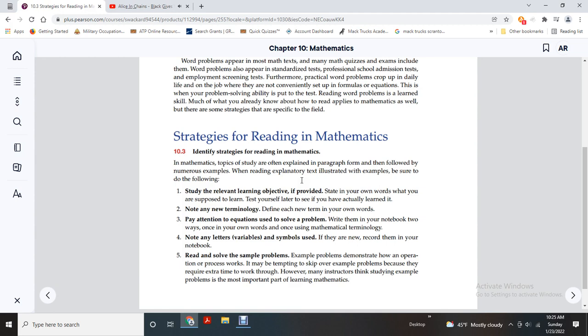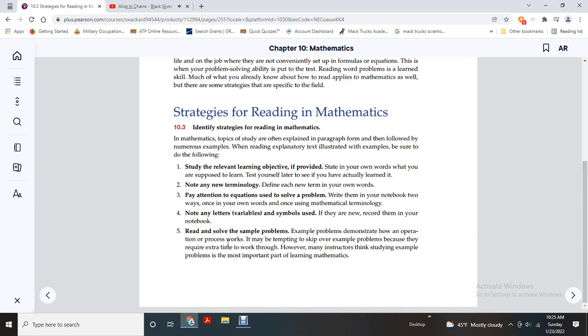2. Know any new terminology. Define any new terms in your own words. 3. Pay attention to equations used in solving problems. Write them in your notebook two ways: once in your own words and once using mathematical terminology. Know any letters, variables, or symbols used, and if they're new, record them in your notebook.